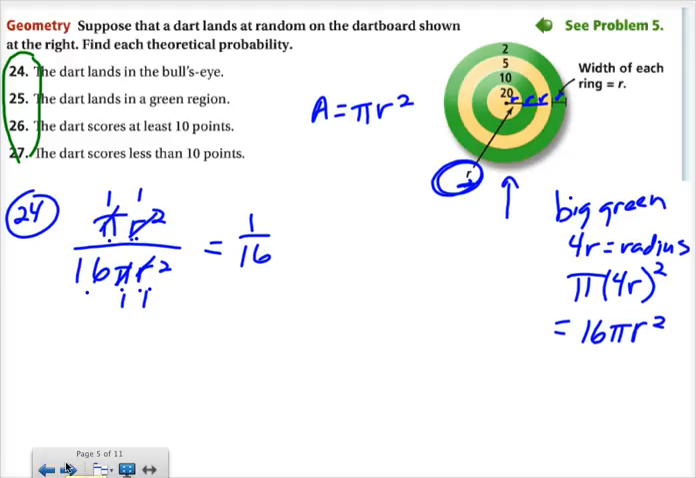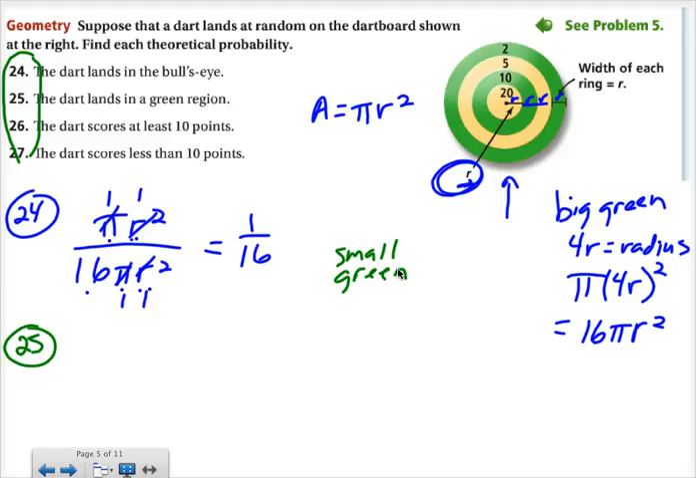Number 25 says, the dart lands in the green region. All right, so we've got a couple of green regions that we have to look at here. And as you look at those green regions, you realize, well, it can't land in both at once. It has to land in one or the other. So I'm going to go after the small green region, the big green region, and then I'm going to have to add those together. If it can't happen at the same time, it's an or situation. An or indicates that we're going to have to add. All right, so small green.